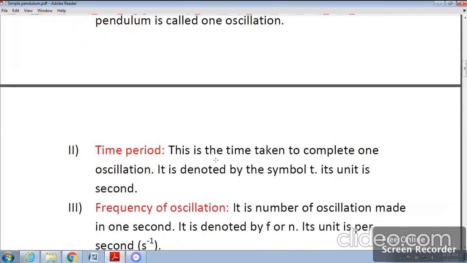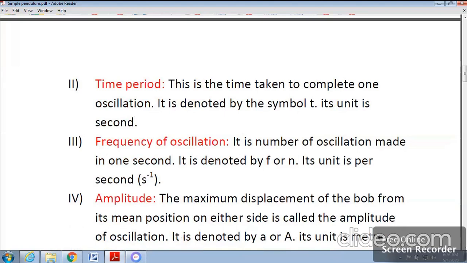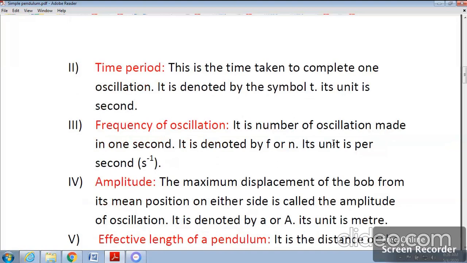Now moving to the next topic, time period. This is the time taken to complete one oscillation. How much time it takes to complete one oscillation is the time period of a simple pendulum. It is denoted by T and its unit is second. Moving on to the next, frequency. It is the number of oscillations made in 1 second, and it is denoted by f or n. Its unit is s inverse.